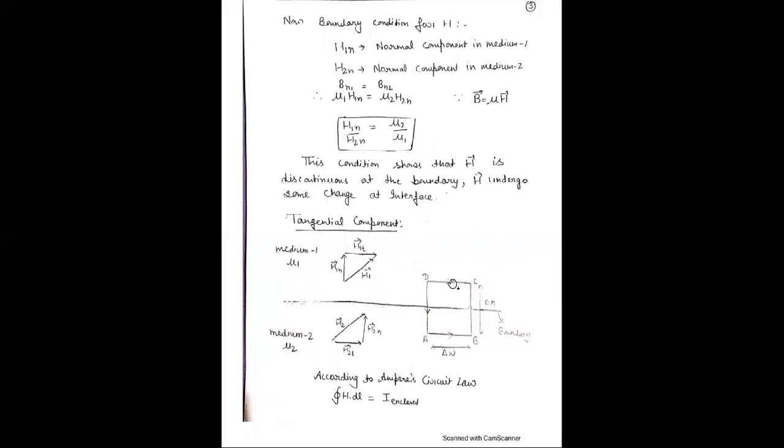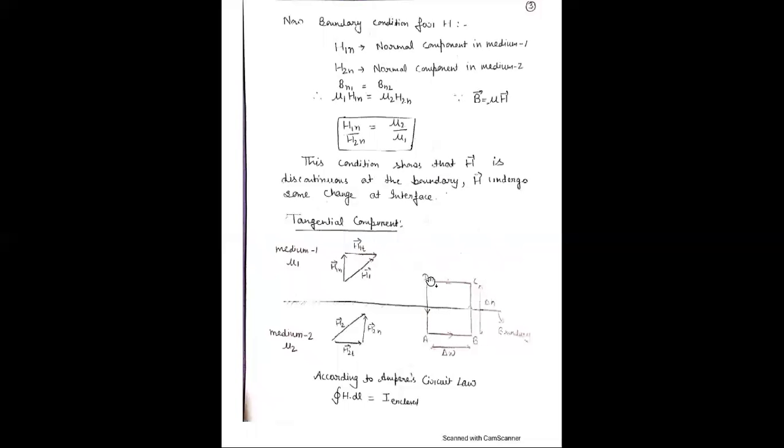Therefore, we used H2n delta h by 2 for the half portion, plus H1n, the normal component in medium 1, delta h by 2. Now from C to D, the direction is opposite to the tangential component, so we have used a negative sign, H1t delta W. And from D to A in a similar way but in the opposite direction, therefore we have used a negative sign, H1n delta h by 2 and H2n delta h by 2, that is equal to K delta W, because here we replaced the current by a surface current density K, that is equal to I by b.